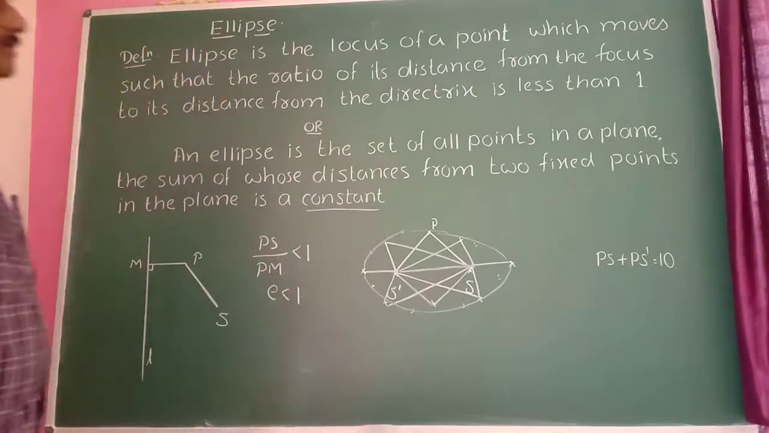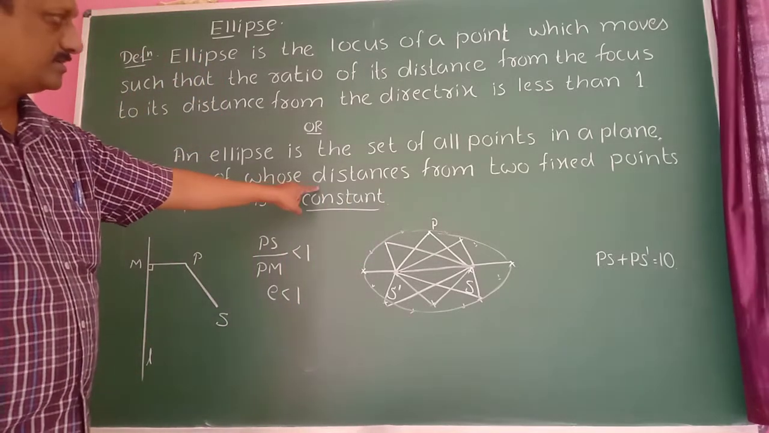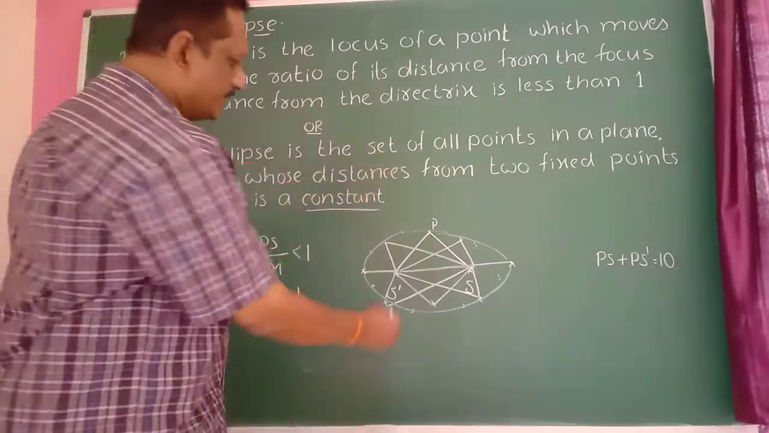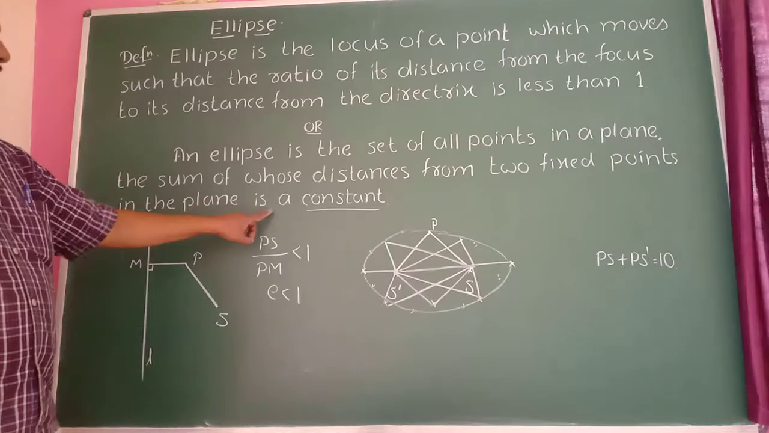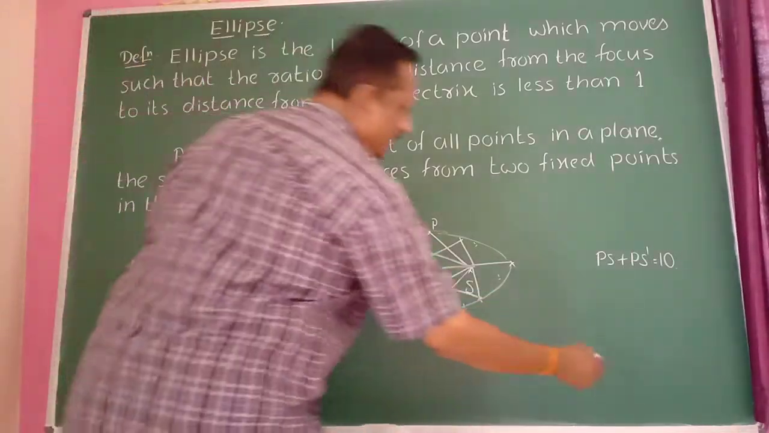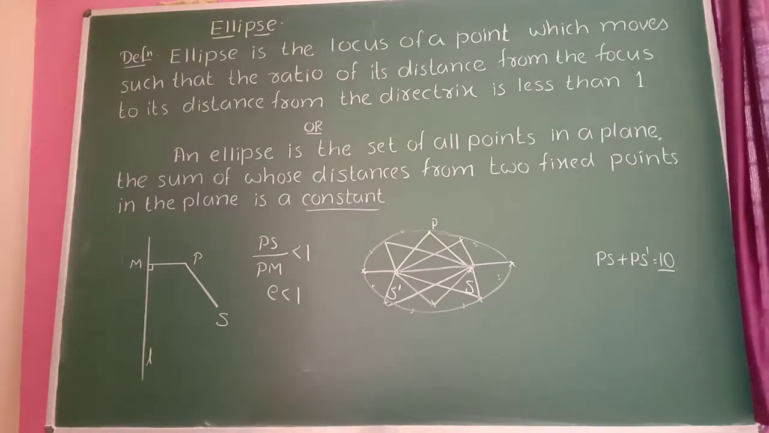The definition is: the sum of whose distances from two fixed points, here S and S dash, in the plane is a constant. I am taking one example, 10 as the constant. So this is the second definition.